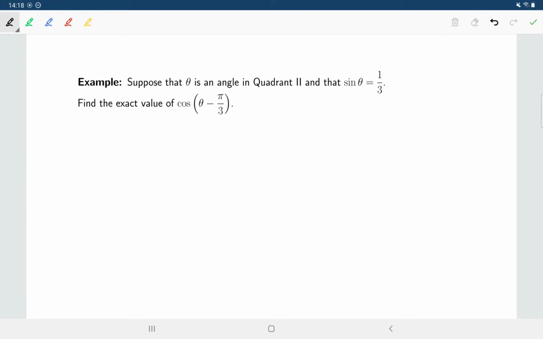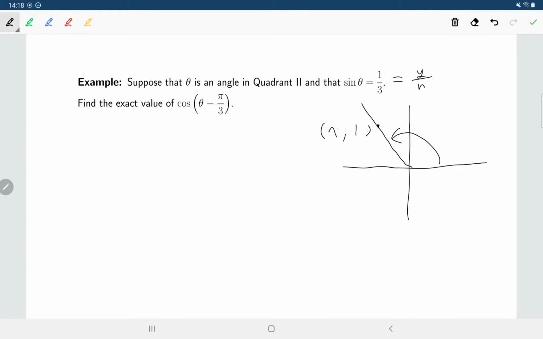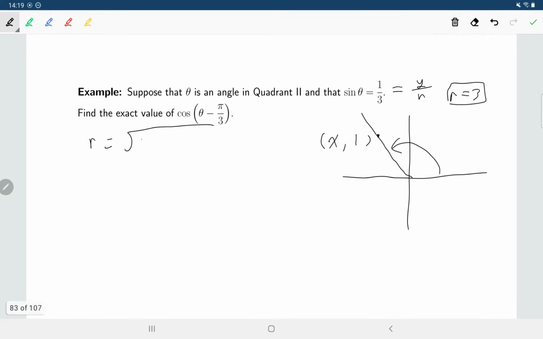So now as far as finding cosine of theta goes, this is sort of old news. You know what you would do in this case. You would draw your angle in quadrant 2. And if sine of theta was a third, then you know that sine of theta is defined as y over r. So the point that we pass through, we could say that it has a y-coordinate of 1 and an unknown x-coordinate, but that r happens to be 3. And we could figure out what x is using our formula, that r is equal to root of x squared plus y squared.